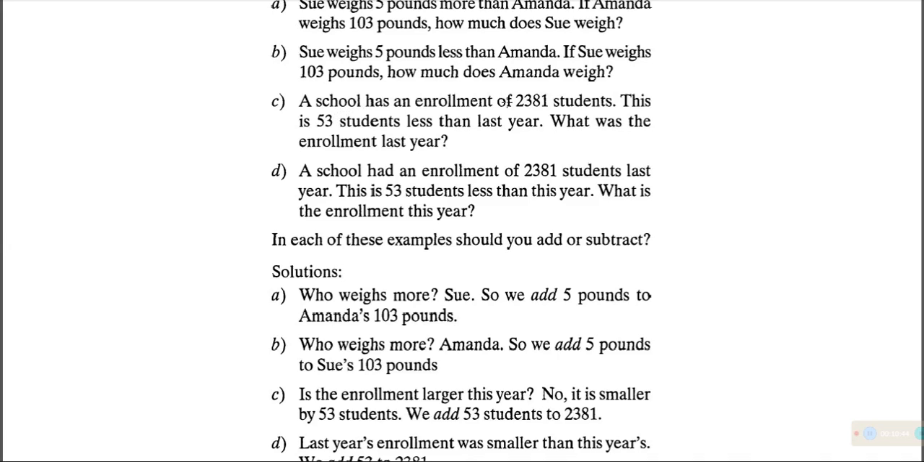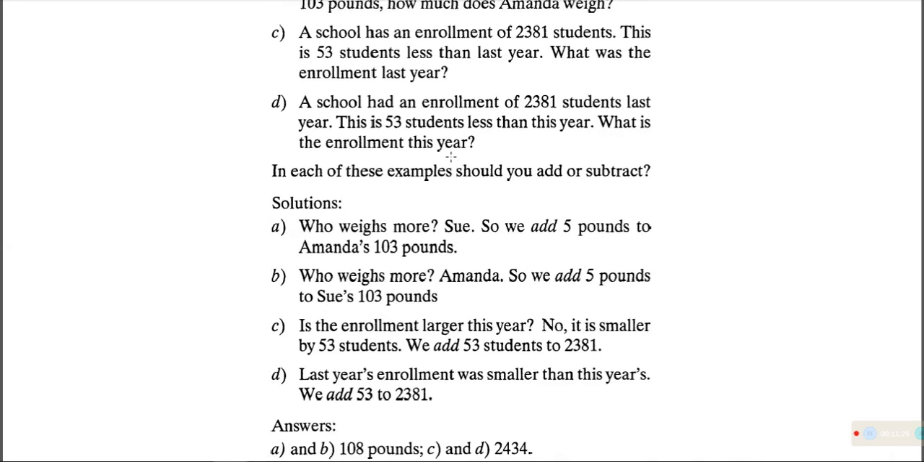A school has an enrollment of 2,381 students. This is 53 students less than last year. What was the enrollment last year? So, dito nakalagay, a school has an enrollment of 2,381 students. And ito ay mas mababa by 53 kesa dun sa nakaraang taon. So, dapat yung last year ay mas mataas kesa sa 2,381. Therefore, we are going to add 53 to 2,381. Okay? Ilan yun?